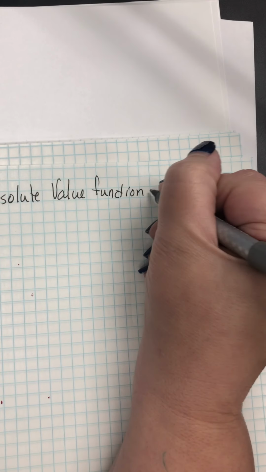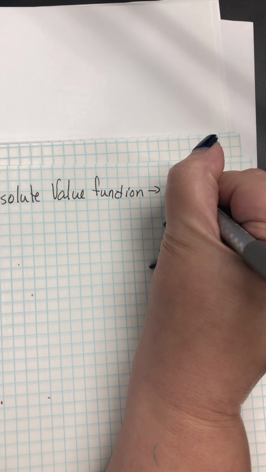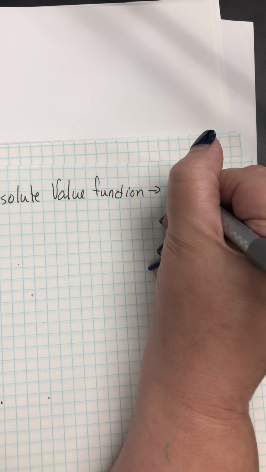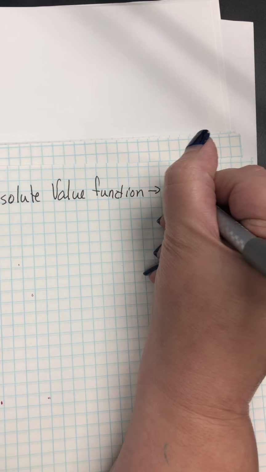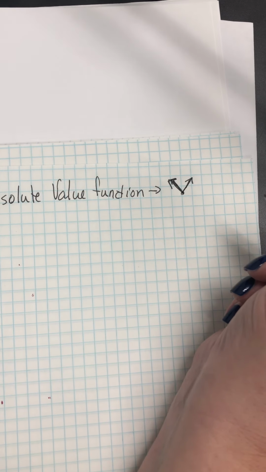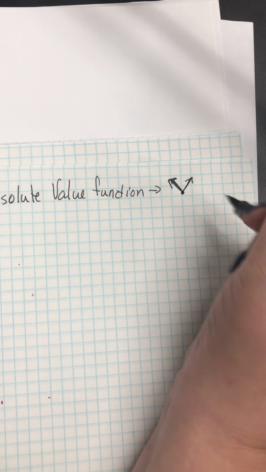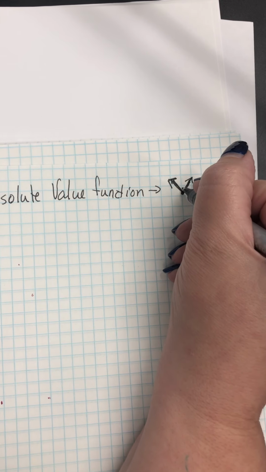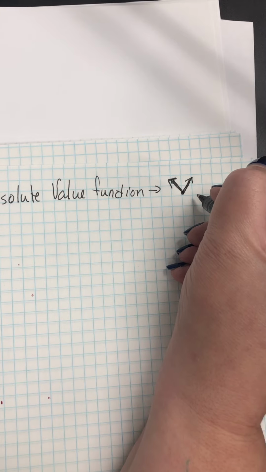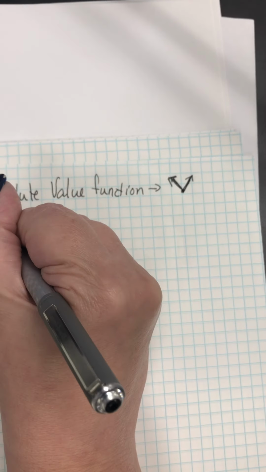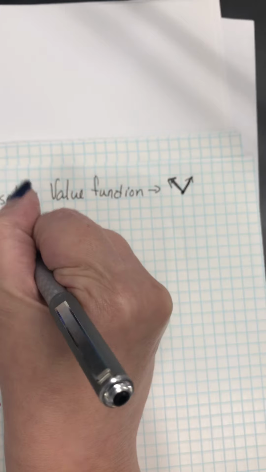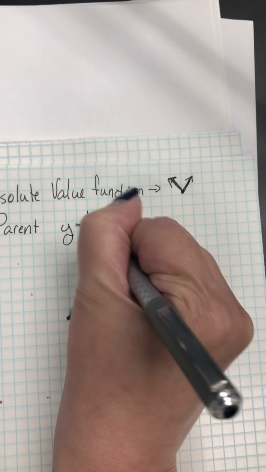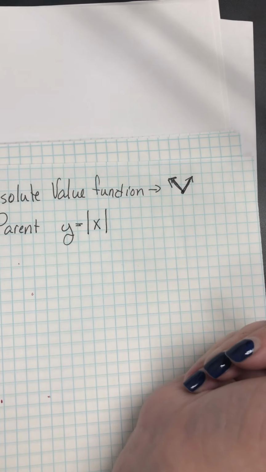That is going to make the shape of a V. It's going to be a straight line, it's not a curve. But instead of 1 straight line, it's 2, it's kind of broken in the middle. Sometimes that's called a piecewise function because it is literally a line broken into 2 pieces. The parent function would be y equals the absolute value of x.